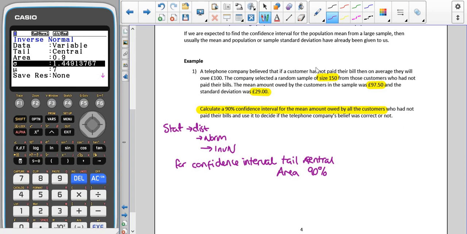The standard deviation, remember, as I was just saying, because we're talking about the means of the samples, we are going to have to use central limit theorem. So our standard deviation that we put into our calculator is going to be the standard deviation that we have in the question, which, remember, even though that's from our sample, because our sample is sufficiently large, we can assume that that's close to the population standard deviation, divided by the square root of our sample size, which is 150. So that's going to be 29 divided by the square root of 150. And then the mean that we have from our sample is £97.50.